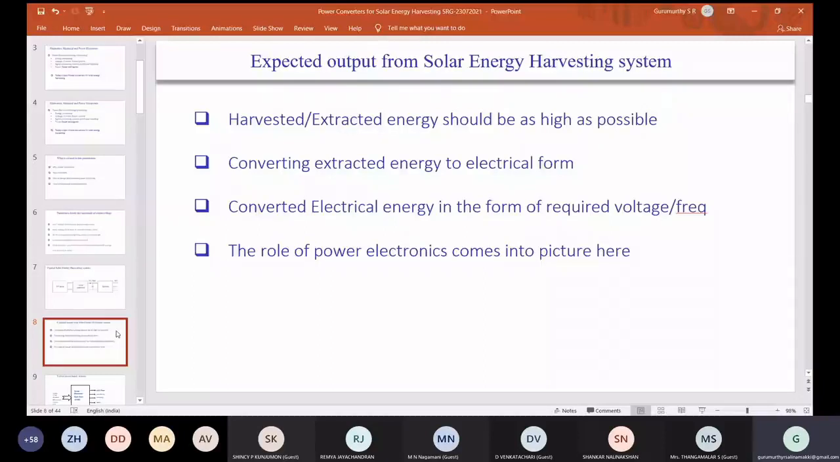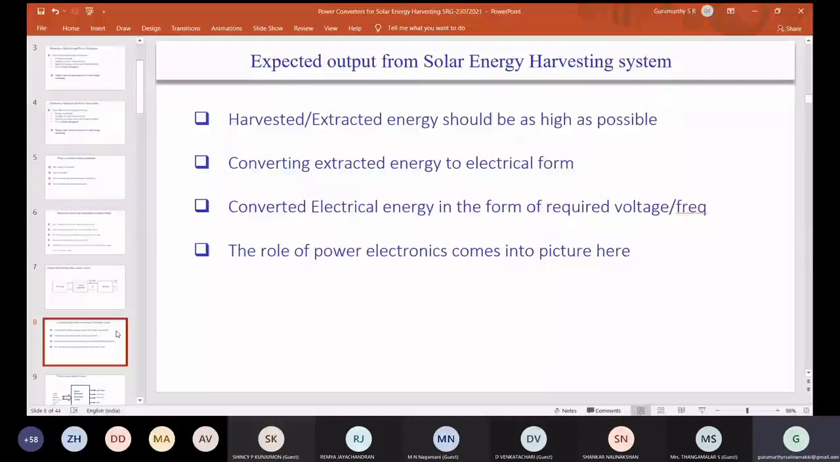Now let us see what is expected from an energy harvesting system. You see, the energy source is available. We are going to harvest that using these power converters to the load. So naturally, what we expect is that the harvested energy should be as high as possible. Suppose you are able to harvest 100% of the energy, that is the best system. Okay, so these are the expected things from an energy harvesting system. Energy harvested should be as high as possible.